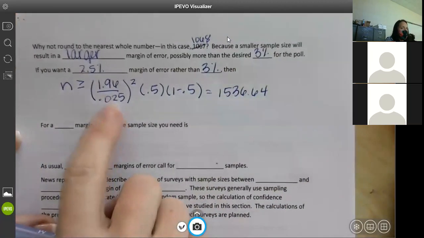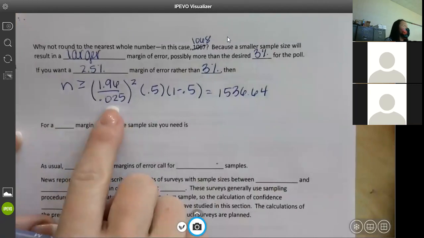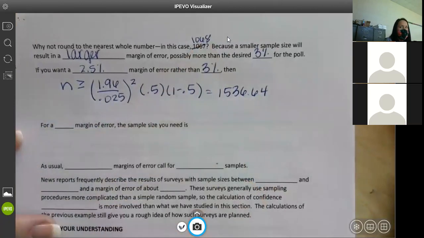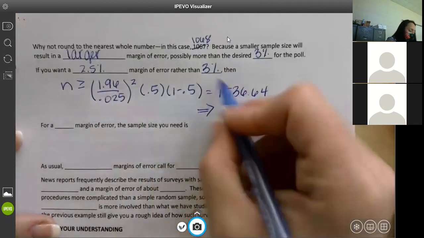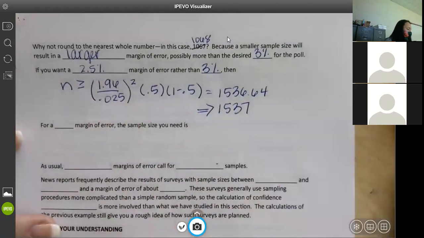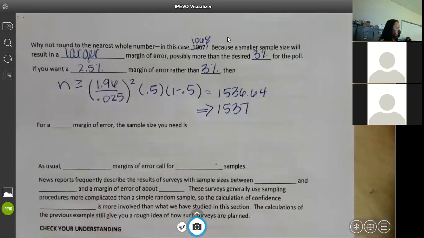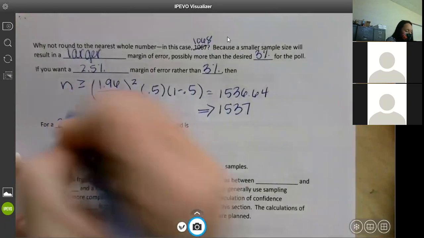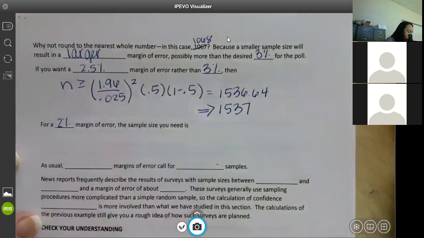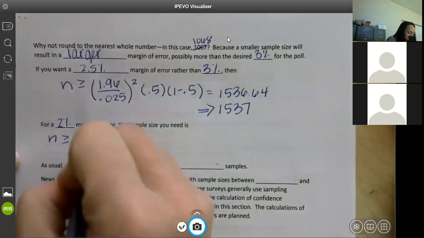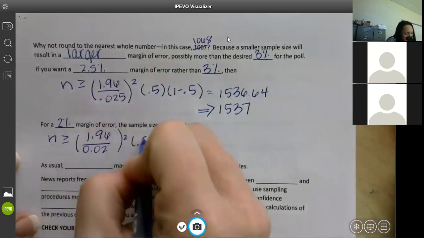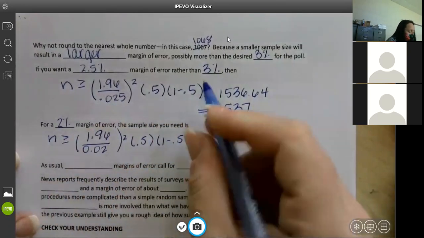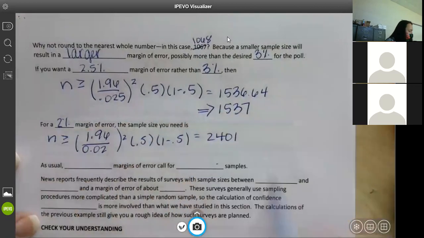So here's what I'm talking about. We used 4 or 5 decimal places here. They only used 3. Got it? Everybody good? So that's why this 1067 is now 1068 for us. All right. So instead of 1536, we want the next highest, so 1537. If we did a 2% margin of error for the sample, we're going to do the same thing, 1.96 over 0.02 squared, 0.5, 1 minus 0.5, which is 2401.